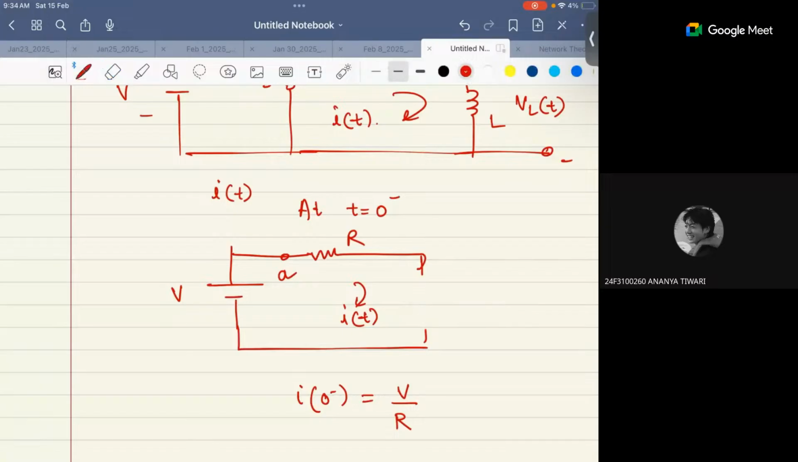One more thing. I told you, right? In the steady state, what happens? In the steady state, the inductor will change to a short circuit, right? Correct? So here also it will be a short circuit.